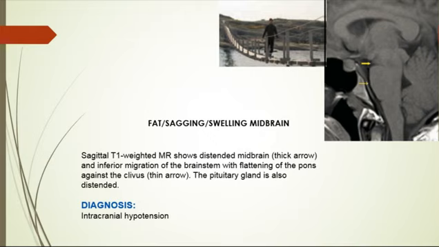The entire brain migrates inferiorly with low-lying brainstem, cerebellar tonsils, third ventricle, optic chiasm, mammillary bodies, splenium. All of them will migrate inferiorly due to hypotension, due to decreased CSF volume. The patients may present with orthostatic headache, cranial neuropathies, nausea, vomiting, fatigue.